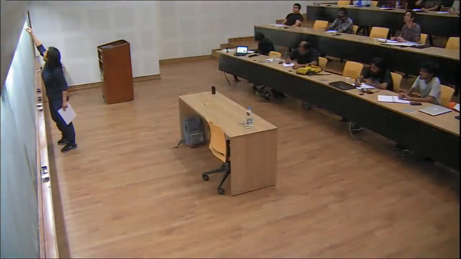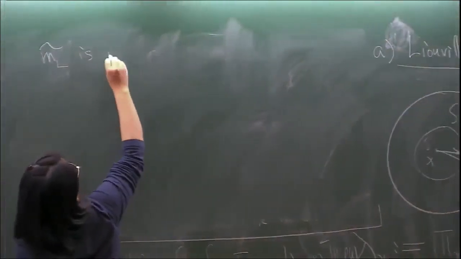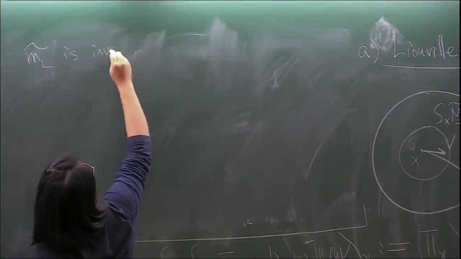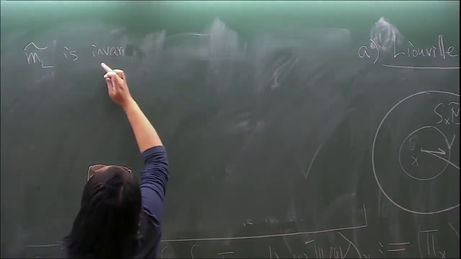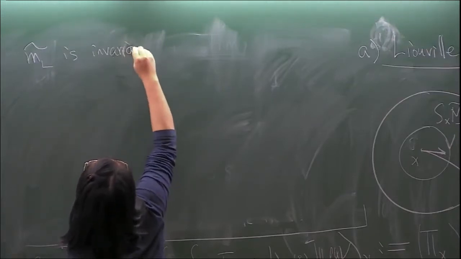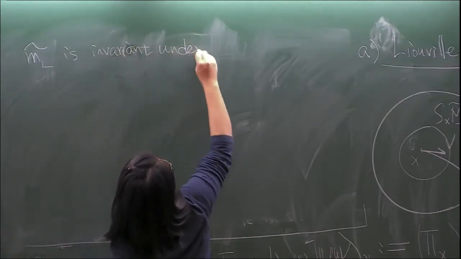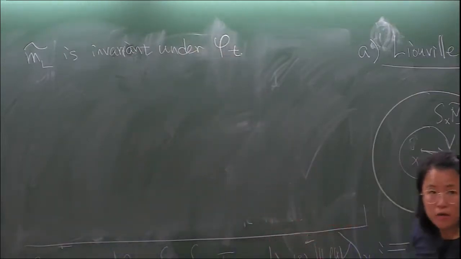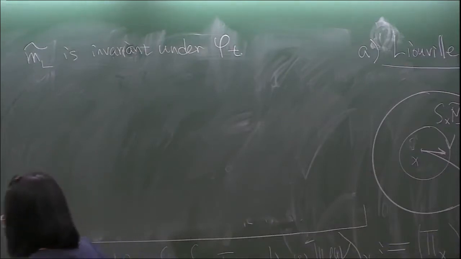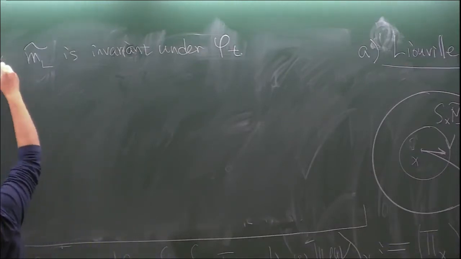So maybe I just put it here. What is the fact about this measure? We recall it again: the first thing is that in this coordinate, if we give this measure in this way, we have to show this is invariant under the geodesic flow. Why this is true, I almost leave as an exercise.